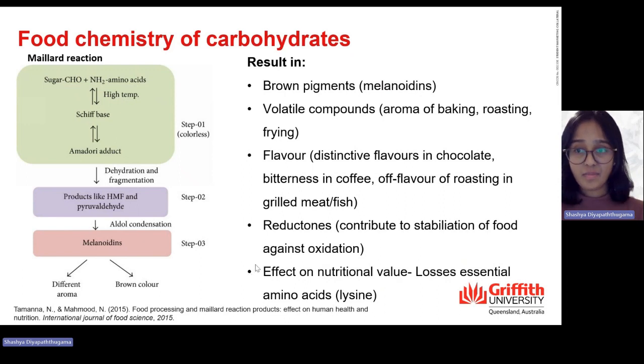And the other disadvantage of Maillard reaction is the loss of the nutritional value. It causes the loss of essential amino acids. So whenever there are sugars and amine groups, CHO group and NH2 group, they react under conditions like high heat, undergoing this Maillard reaction, and this amine group is now used for the reaction, therefore it causes the loss of essential amino acids.